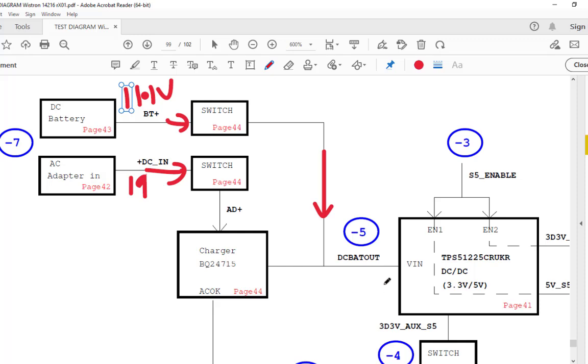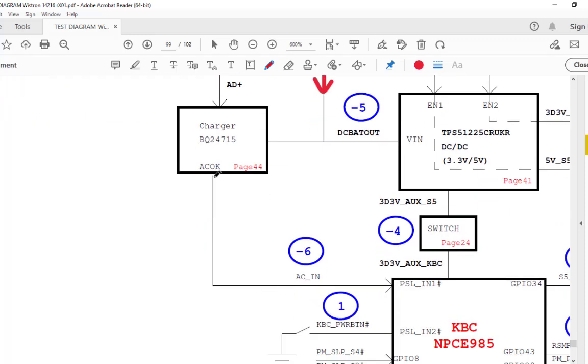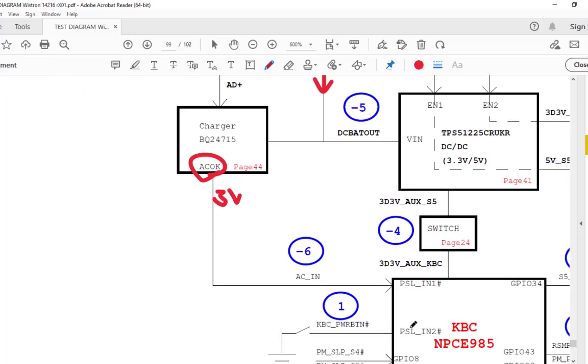This is step number -7, so you have to check this first. Then the second is -6. Once the adapter is detected, this charging IC generates one signal, called the ACOK signal, which is 3 volts. You have to check that. This signal, called the AC in signal, is going to the SIO. So you have to check the signal at the TSL_EN1 pin. This is step number -6.